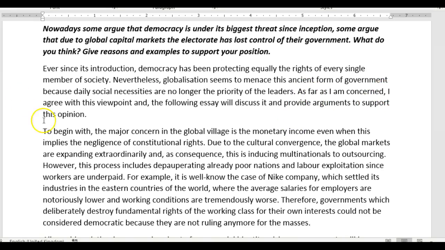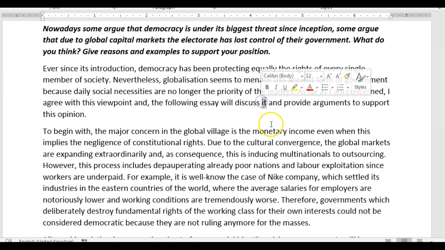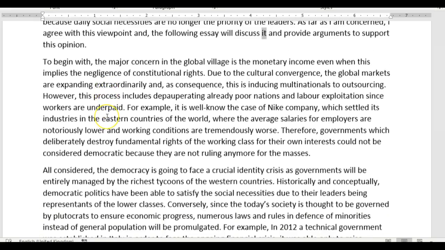As far as I'm concerned, I agree with this viewpoint. And this is what I would say, I wouldn't say and, I would say this is why the following essay will discuss, I would say, the issue and provide arguments to support this opinion.